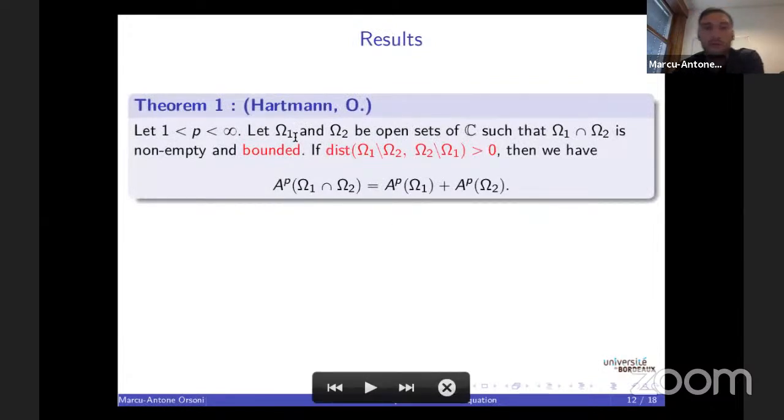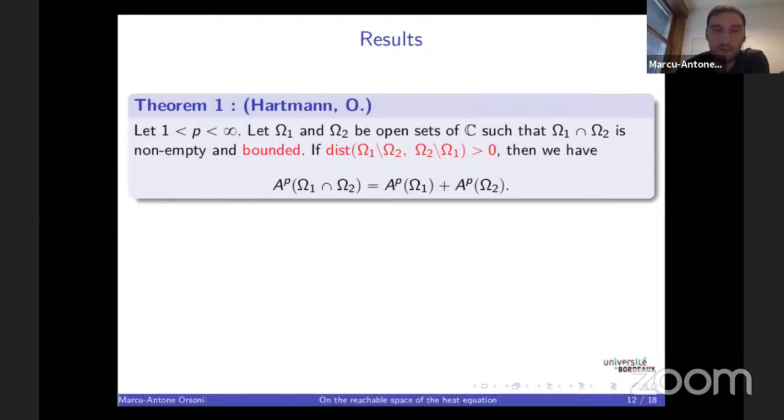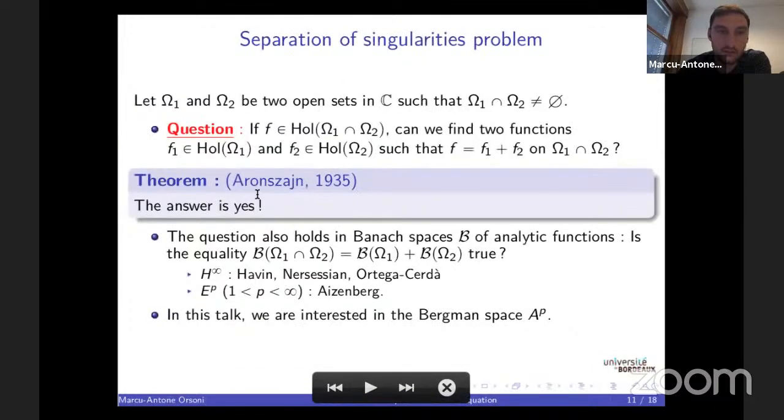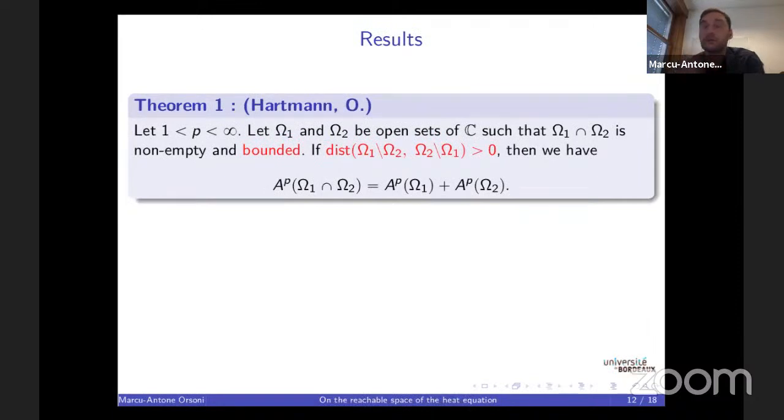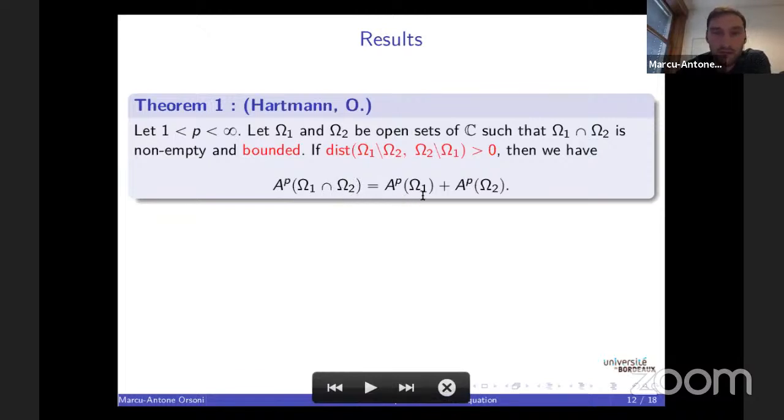The first one is just using the same idea as in the classical theorem. So in the modern proof of this theorem, we just use a partition of unity, and then we regularize the two functions in order to have holomorphic functions. In our case, if we try to do the same thing, in fact, we have to give this assumption. So if this distance is strictly positive, we have the separation of singularities. The intersection has to be bounded. Okay.